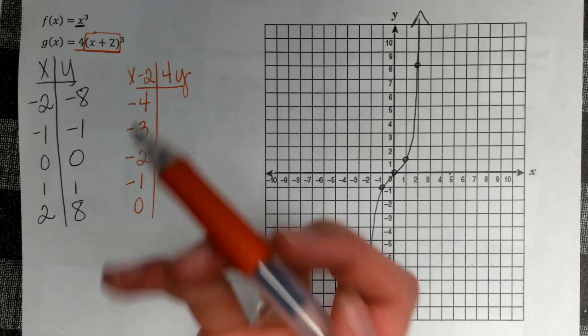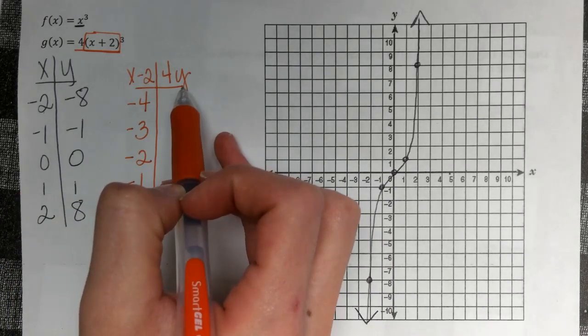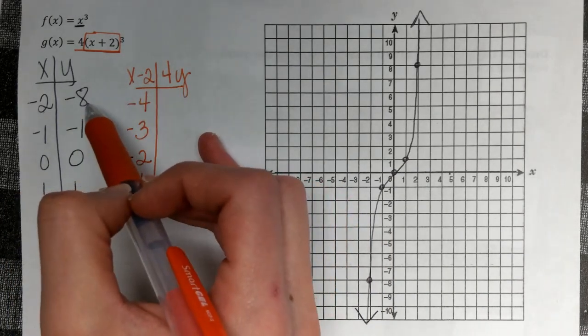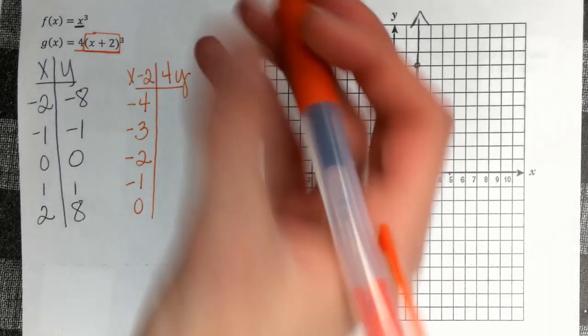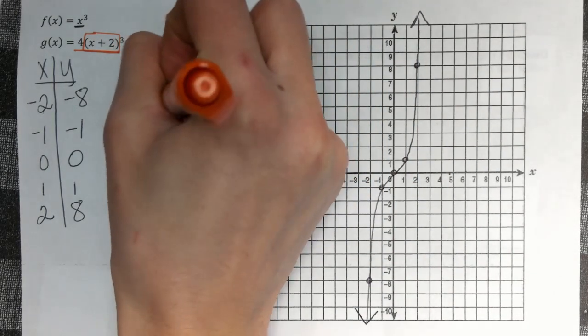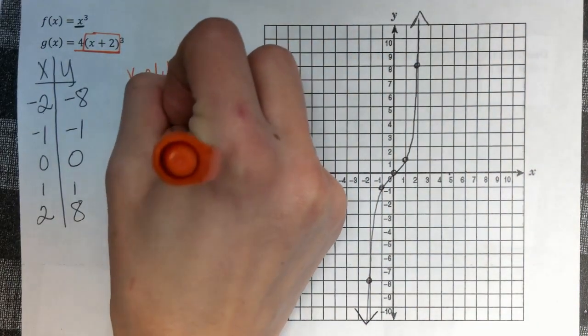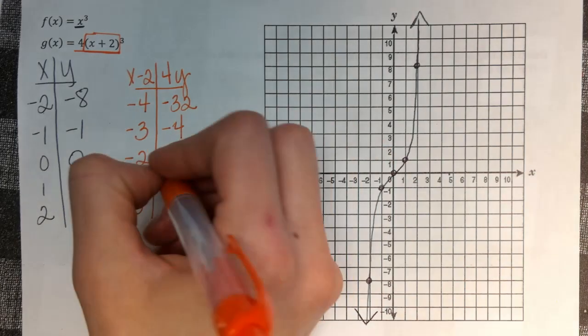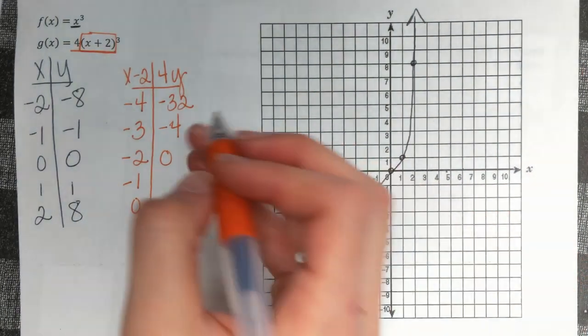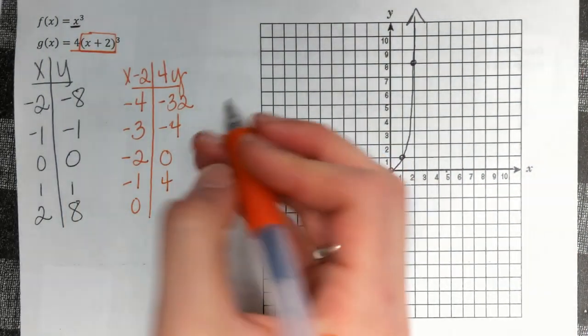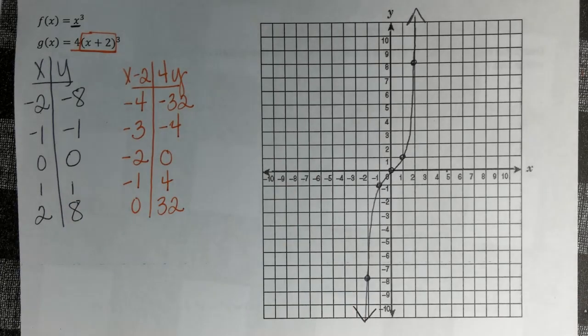Okay, now I'm going to take all of my y values and multiply them by 4. So if I have negative 8 times 4, what does that give me? Negative 32. Negative 1 times 4 is negative 4. 0 times 4 is 0. 1 times 4 is 4. And 8 times 4 is a positive 32. Obviously, 32 is not going to fit on my graph, but that shows you how high you need to go for those x values, so you should not be crossing and making your graph wide.